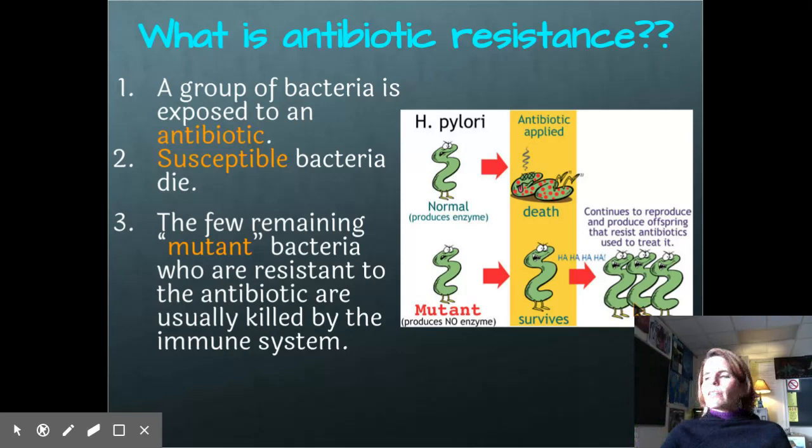Susceptible bacteria are killed by the antibiotic. What that means is the weak bacteria die, and what's being left unsaid is the strong or resistant bacteria are surviving. They survive your antibiotic. The few remaining, step number 3, the few remaining mutant bacteria who are resistant to the antibiotic are usually killed by the immune system. So when you take an antibiotic, the weak ones are killed by the antibiotic, the mutant ones are killed by your immune system, and you get better.